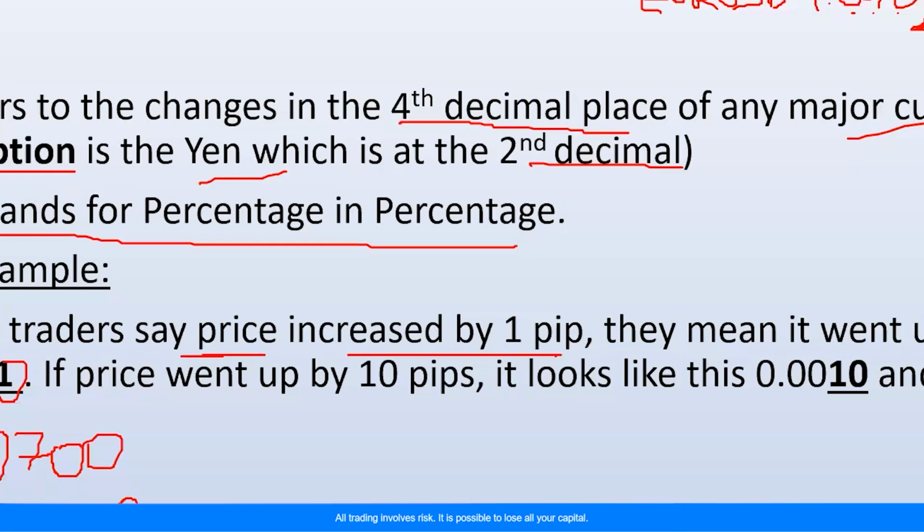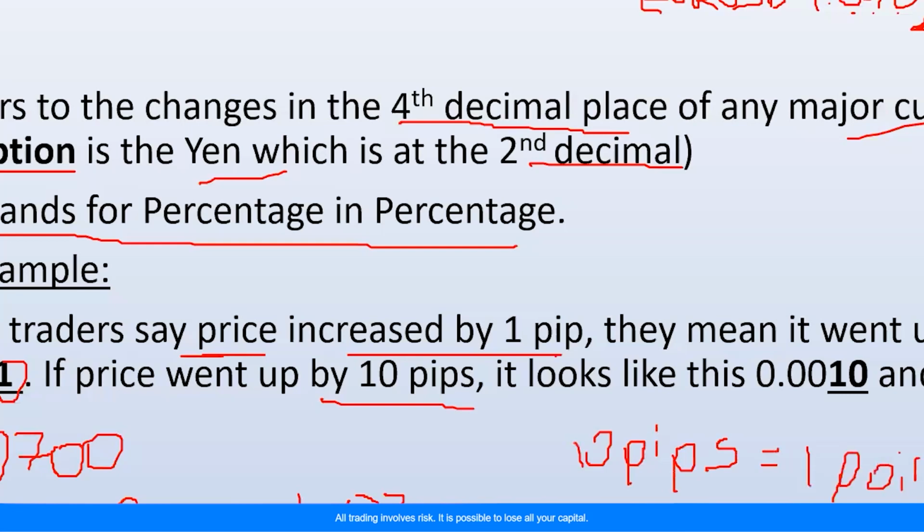Okay, if we say it went up by 10 pips, that means the current price is this. Okay, so 10 pips is what we call 1 point. So remember, 10 pips equals 1 point. Okay, that's pretty much it.